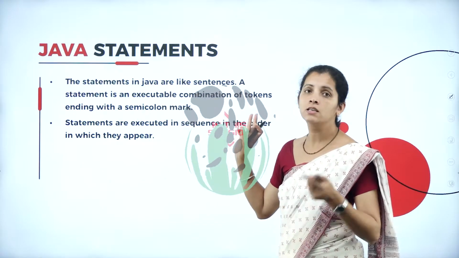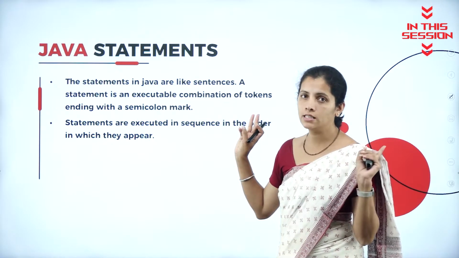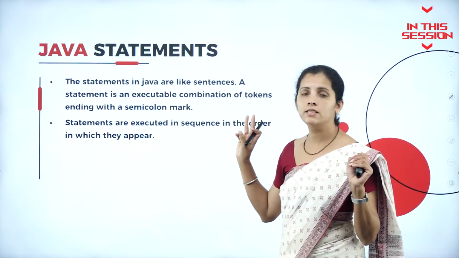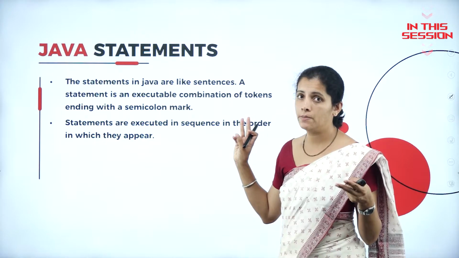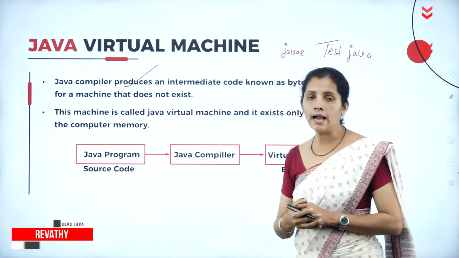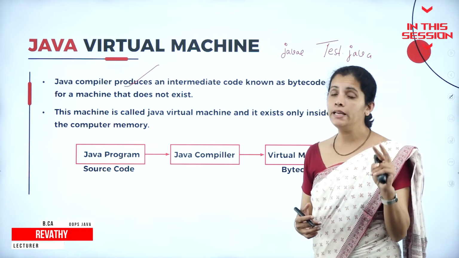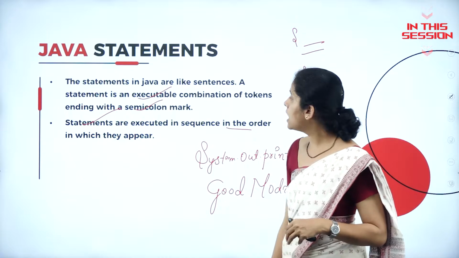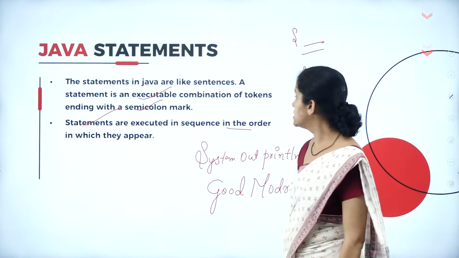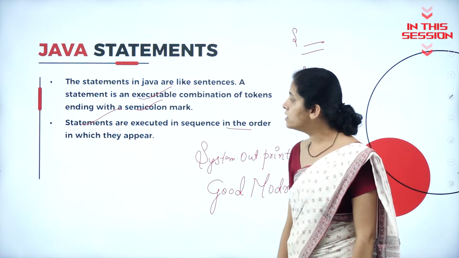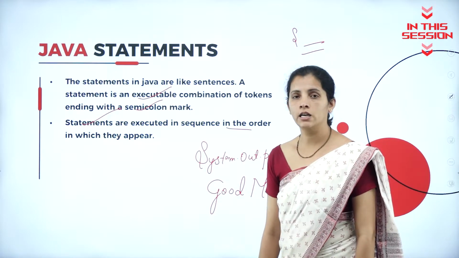Simple in the sense single line or single statement. Compound in the sense what? Multiple statements. When I compile a Java program, I'm going to get the intermediate code. Statements are executed in sequence in the order in which they are written.